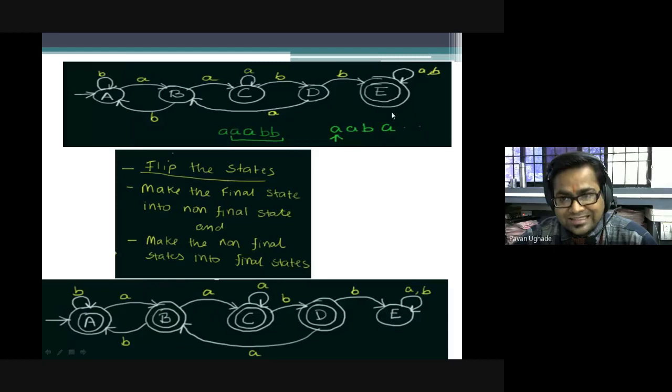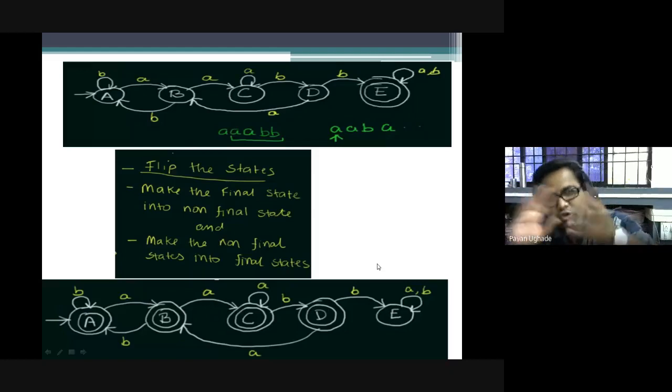So those strings which used to be accepted by this automata were definitely rejected, and the strings which were rejected by this automata will be accepted by this automata. So this is the complement of an automata.